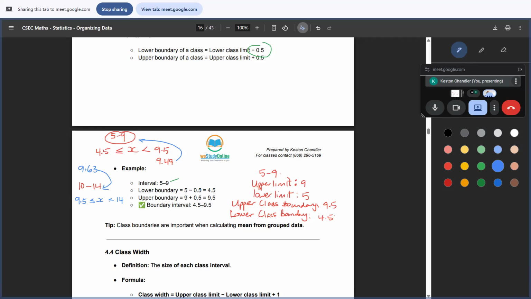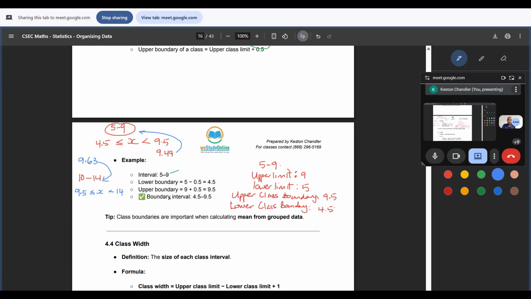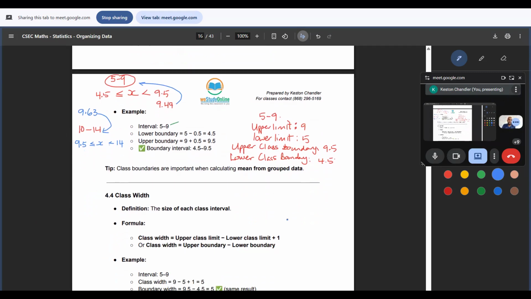Everybody understand that? Anybody who doesn't, just give me a thumbs down. So the key takeaway with boundaries is these inequality signs, and that the boundaries are always 0.5 lower than your lower limit or 0.5 more than your upper limit, right? Now, these are very important when we need to calculate the mean for grouped data.